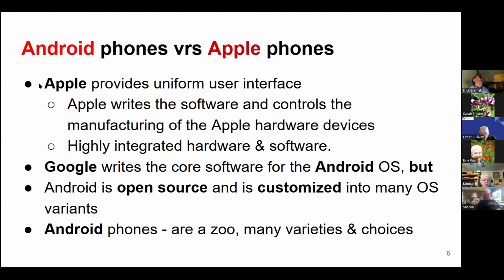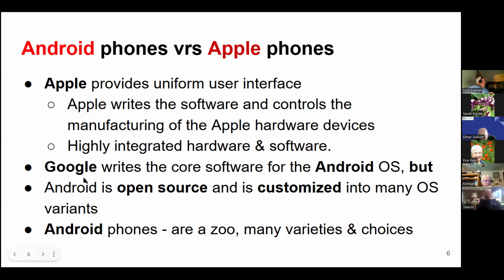Now here's another aspect of settings in phones: Android phones versus Apple phones. In the U.S. it's about 50-50%. Half of the users are running Android operating system, Android phones. The other 50% are running Apple phones. And they're quite different. Apple is very uniform in its interface. Apple controls the software, controls the manufacturing of the hardware. Everything is highly integrated, and changes are done in a very controlled manner.